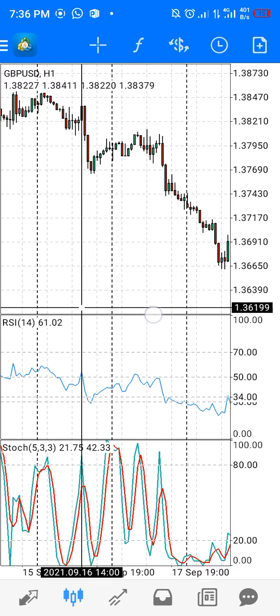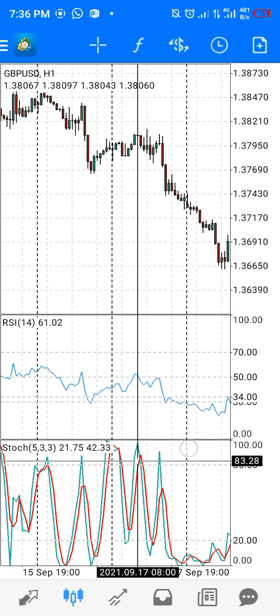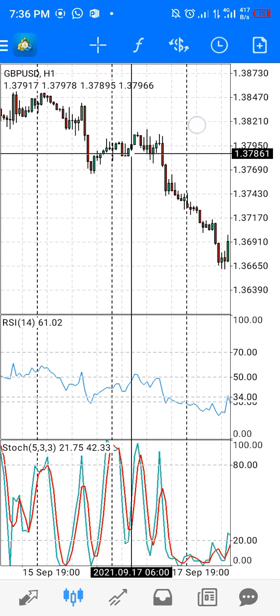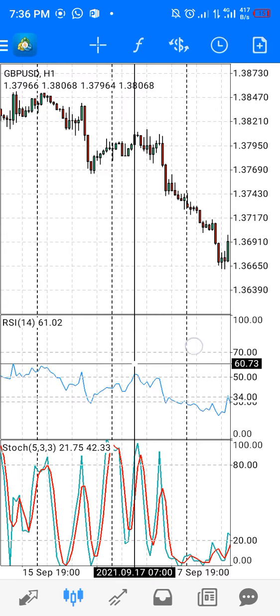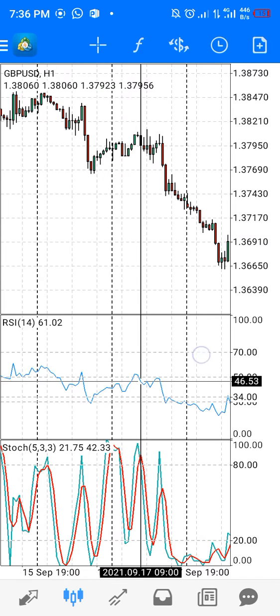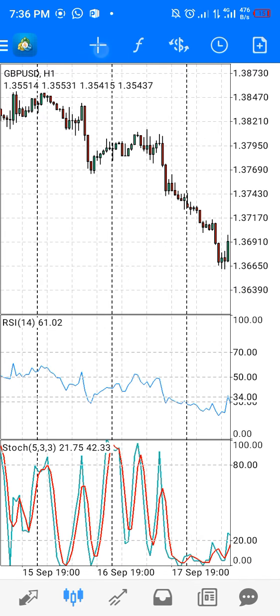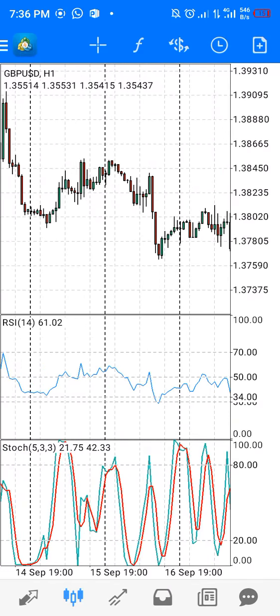Let's look at this one. This is an oversold level. This is an overbought level. Stochastic is at the overbought level, and RSI is below the 50. Below the 50, you take your sell. You can see that it moves all the way down. So the strategy is very simple.